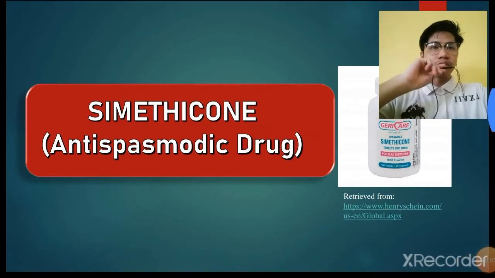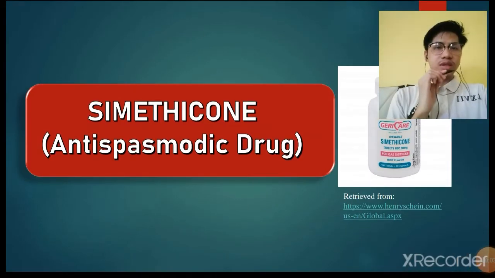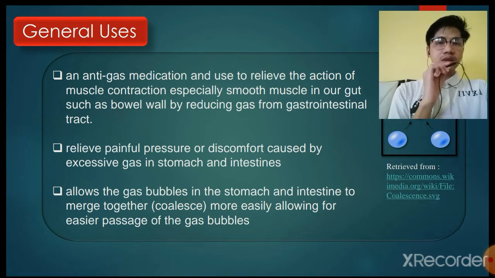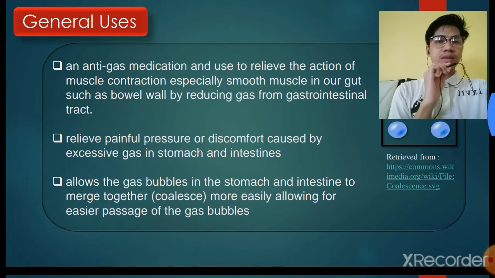I'm going to talk about simeticone, which is an antispasmodic drug. The general use of simeticone is as an anti-gas medication, used to relieve muscle contraction, especially of smooth muscle in the gut. The action is by reducing the gas in the gastrointestinal tract. It will also relieve the discomfort caused by too much gas in the stomach and intestine, and allow the gas bubbles to merge together for an easier passage.